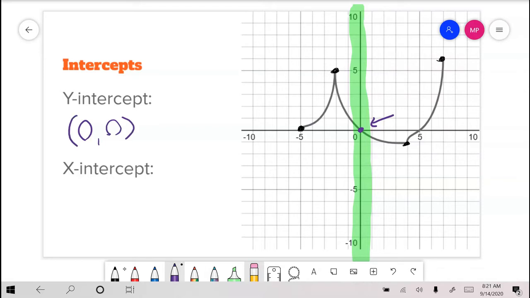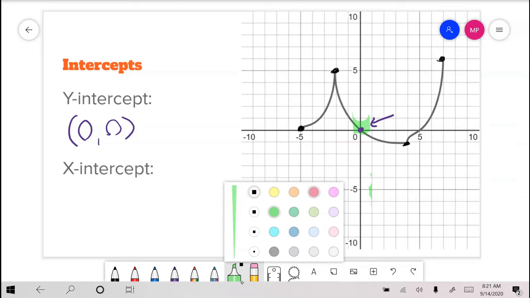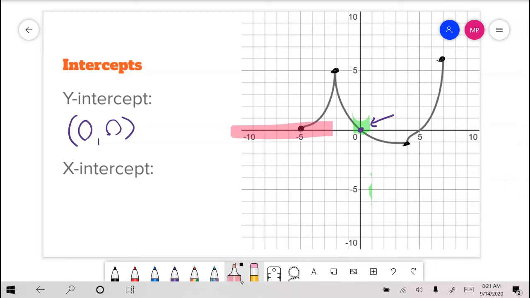So now we're looking for the x-intercepts. That's now where it crosses the x-axis. So we'll highlight the x-axis. And it looks like we have a few points where it crosses or touches it. It looks like our y-intercept is also an x-intercept. We have one right here, and then we also have one right there. Now we'll just go from left to right.